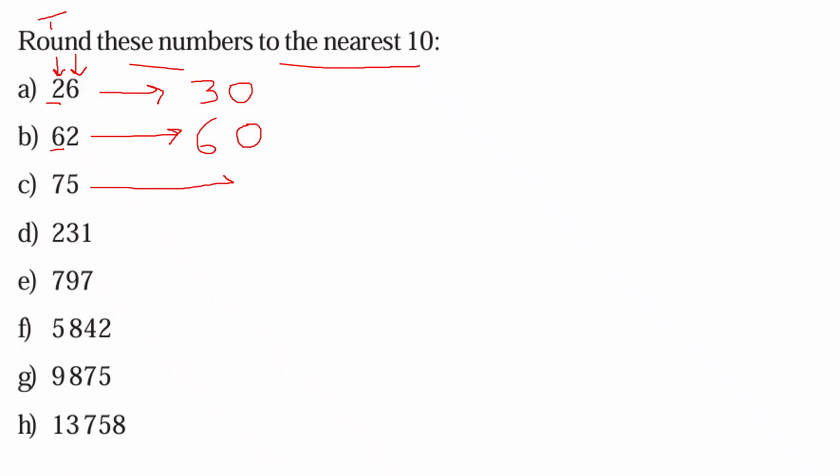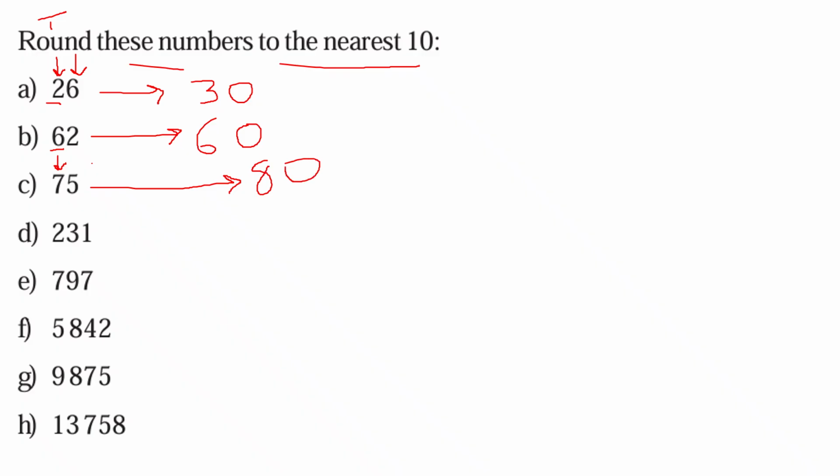Part C is not as obvious, because this one's actually equidistant between both sides. So again, looking at the tens column, that's a 7. Looking at the number next to it, the convention says if it's 5 or more, we round up. So that's going to round up to 80. It is only convention that tells us this.